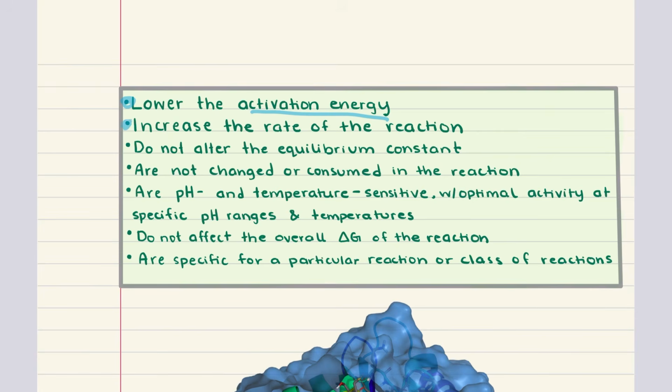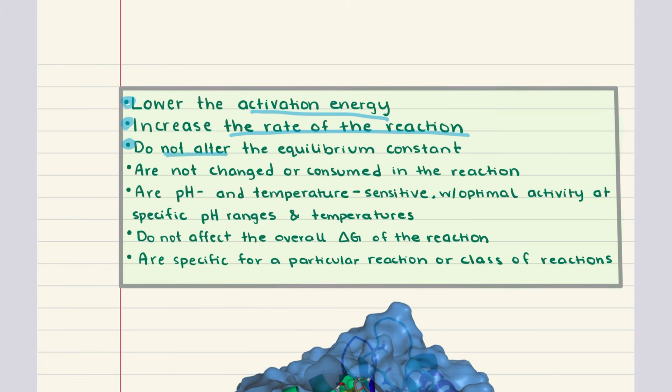Because of this, enzymes increase the rate of the reaction. The reaction proceeds more quickly because more molecules can reach the transition state in a given amount of time. But keep in mind, speeding up a reaction doesn't change how much product is formed at equilibrium. It only changes how fast that equilibrium is reached. And that leads us to our next point.